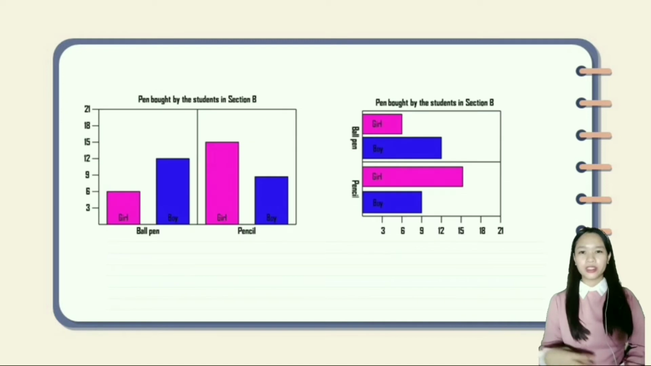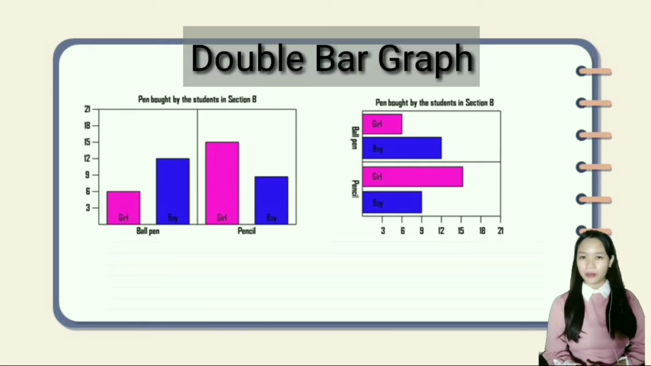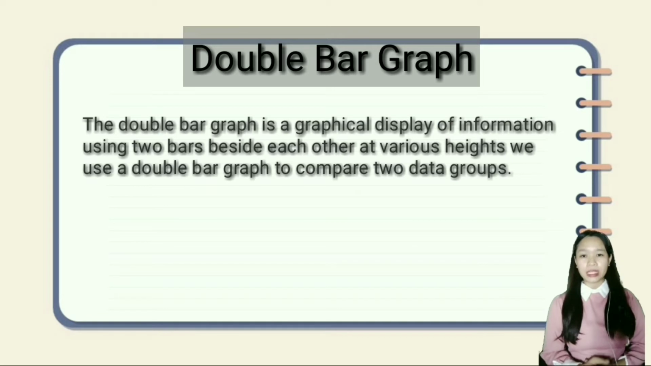Now, there is another example of horizontal and vertical bar graphs. Can you tell what the difference is between these bar graphs and the other bar graph that we used before? Okay, these bar graphs are examples of a double bar graph. The double bar graph is a graphical display of information using two bars beside each other at various heights. We use a double bar graph to compare two data groups.